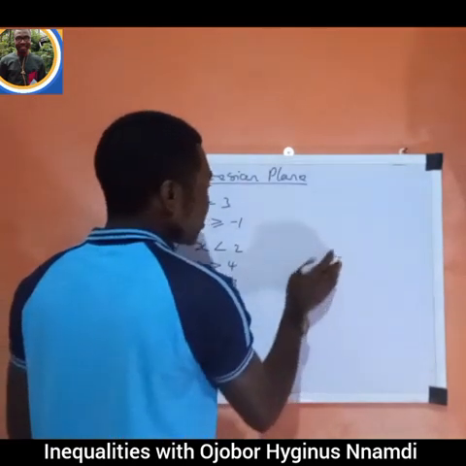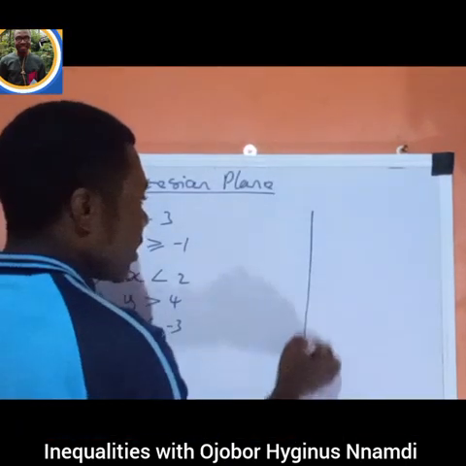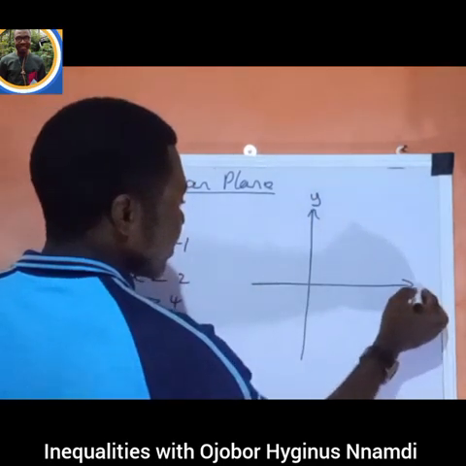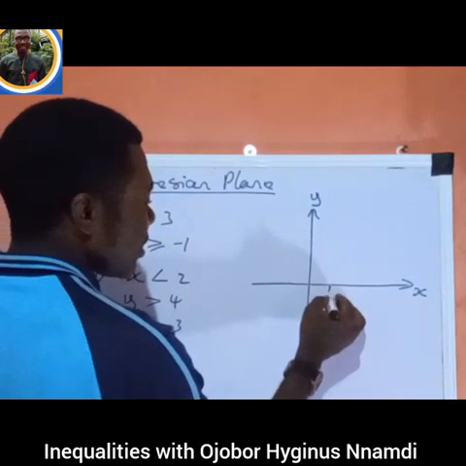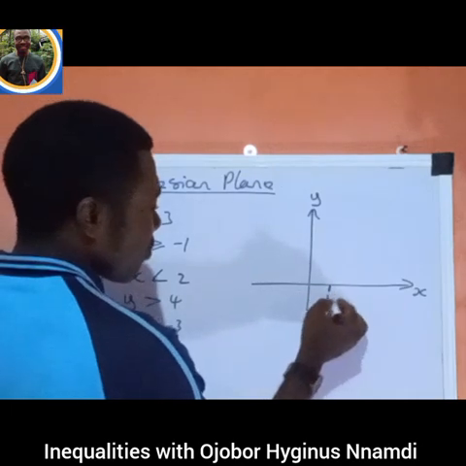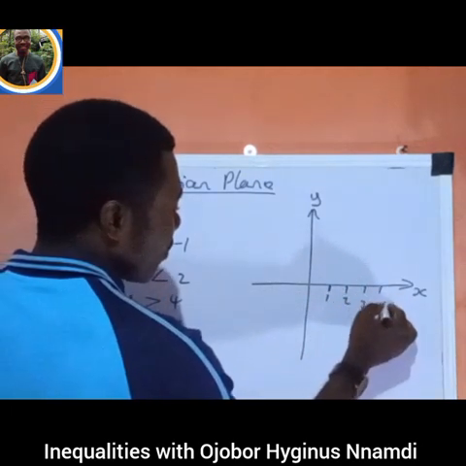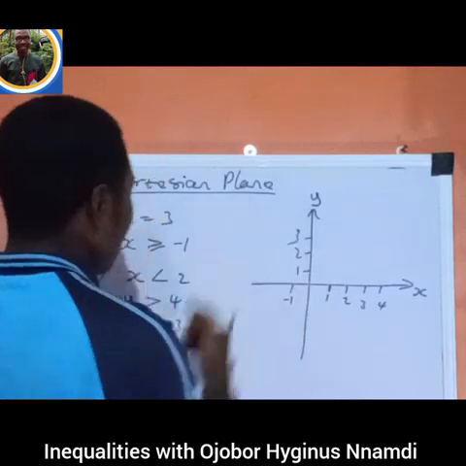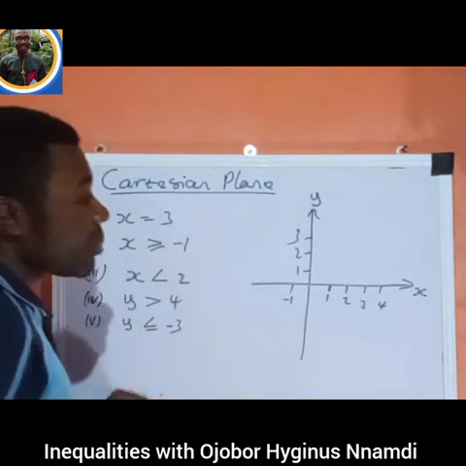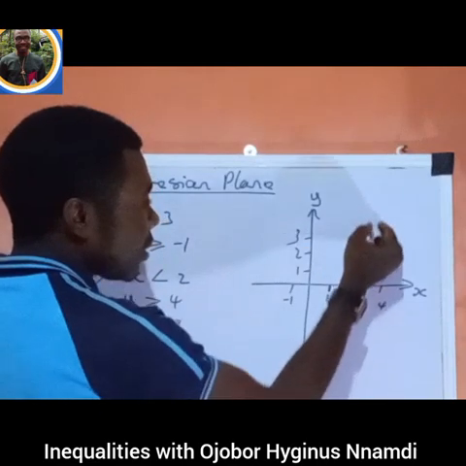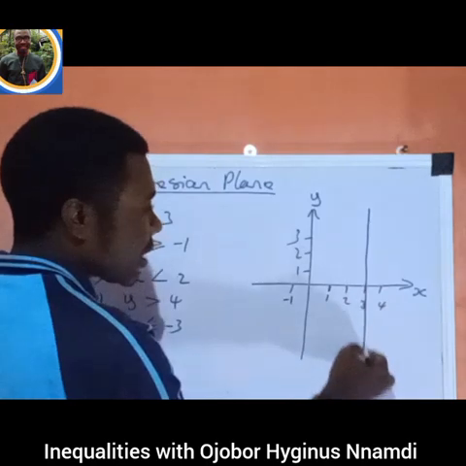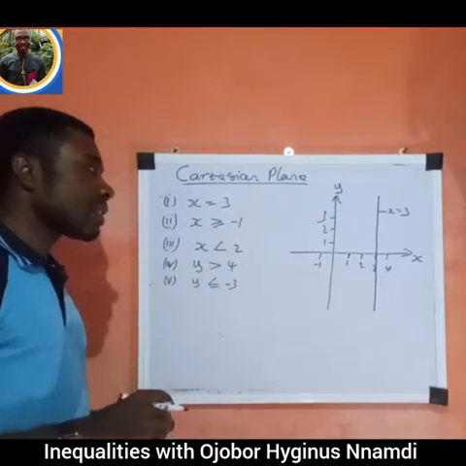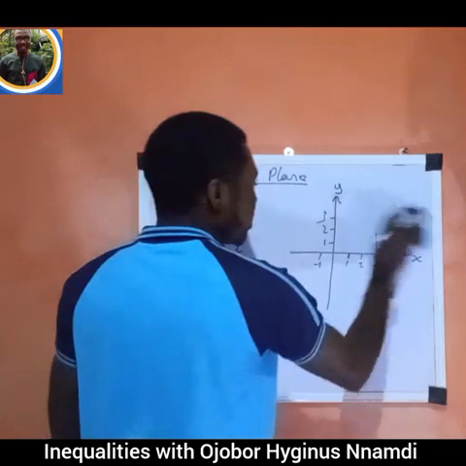So if we are going to represent that on a Cartesian plane, we have the vertical axis labeled y and the horizontal axis labeled x, and then we have the scaling of 1, 2, 3, 4, maybe minus 1, and so on and so forth. But they said x equals 3. What it simply means is that at x you have 3, you draw a line on that 3. This is x equals 3, and that is it. That is how to represent it on a Cartesian plane. This is for an equation.